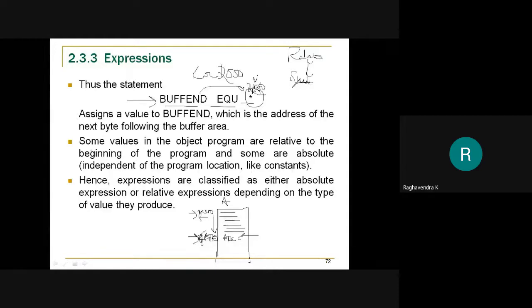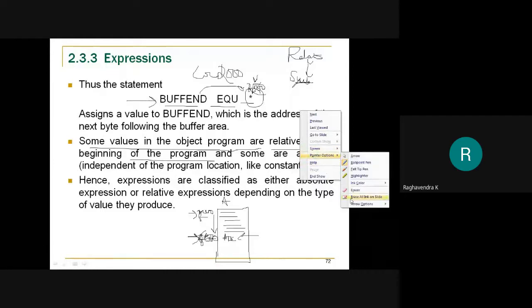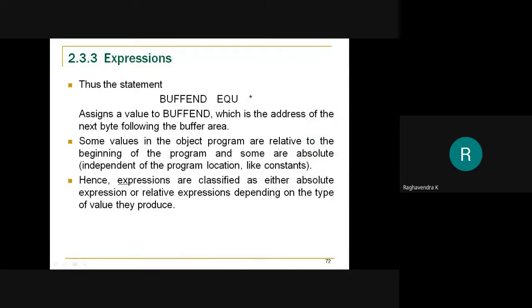So normally some values in the object program are relative to the beginning of the program. So as the starting address changes, the value of that particular label or that constant is also going to change. Okay. So we need to be careful about these things. Whenever we are using these symbols or constants in your expression, they obviously are going to play a major role. Hence, the assembler divides expressions into two different categories. One is called an absolute expression and the second one is called a relative expression.